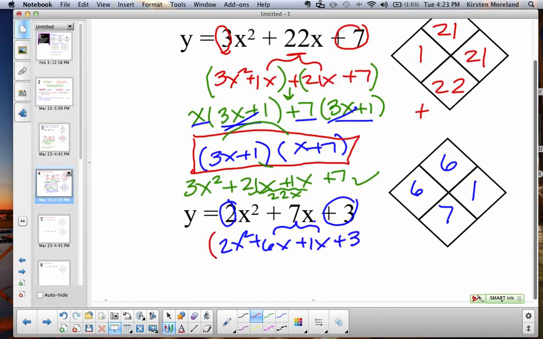Now I'm going to use my factoring by grouping method. So I group the first two and the last two. Keep the plus sign out. Out of this one I can factor a 2x, so I'm left with x plus 3. This one I can't factor anything out, so I just write a 1 out front. Now my parentheses match.